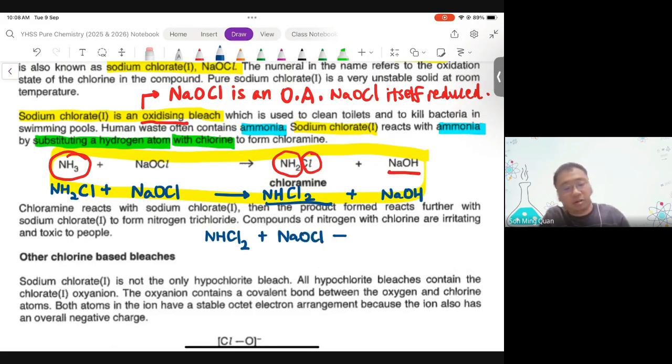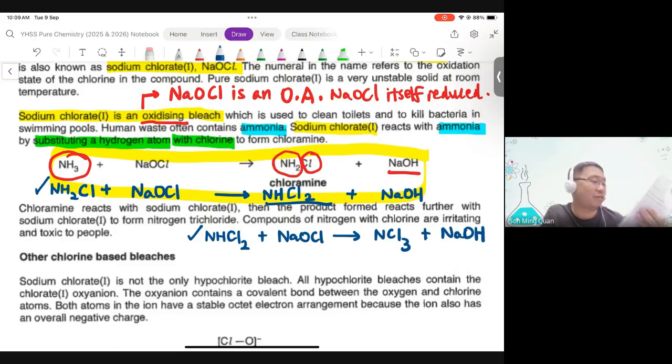So it could continue. And obviously, this is the reaction. So even without looking at the question, I know they tested this for sure. Right? Let me see. B part 1. 3 marks. Sorry, 3 marks? No, 1 mark.